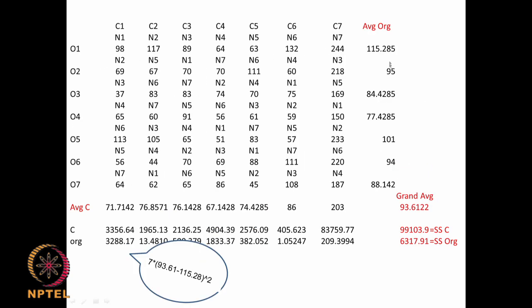So this gives you 115, 95, 84, 77, 101, 94. So although statistically the table value is higher than the calculated value, we do not reject the null hypothesis. This organism gives you the best so far in this list. So, we may do more experiments to be sure whether organisms play an effect or do not play an effect.